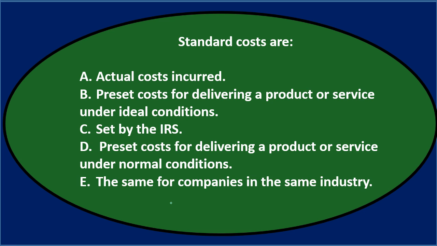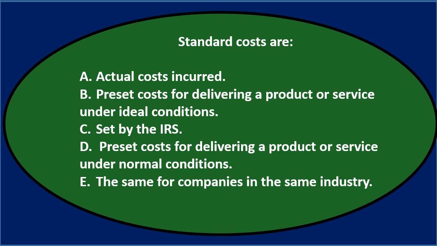First question, standard costs are A, actual costs incurred, B, preset costs for delivering a product or service under ideal conditions, C, set by the IRS, D, preset costs for delivering a product or service under normal conditions, and E, the same for companies in the same industry.